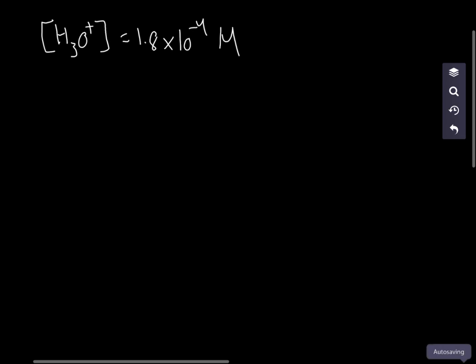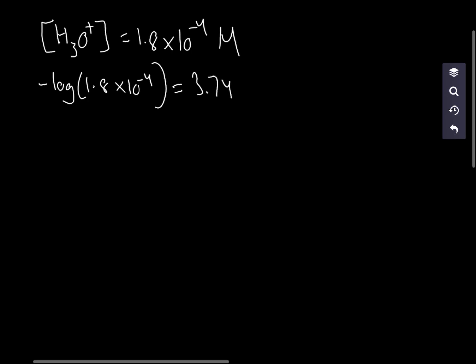Now, let's do some pH calculations. Let's say the concentration of hydronium ion is equal to 1.8 times 10 to the negative 4 molar. Calculate the pH. So the pH is going to be the negative log of 1.8 times 10 to the negative 4. And your calculator is going to give you 3.74 and so on.